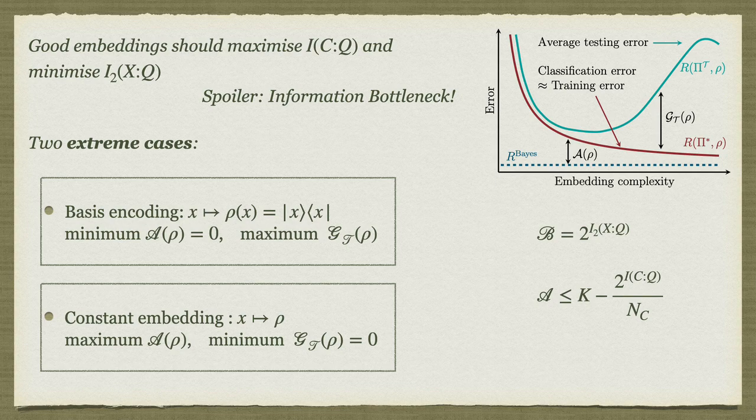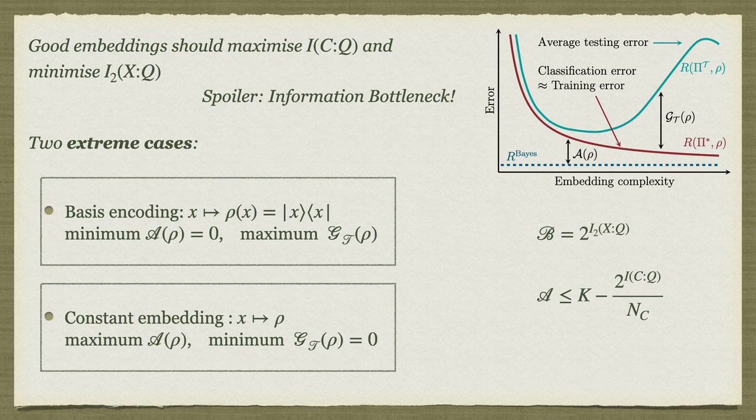Okay, let's see what kind of conclusions we can get. The first one is that good embeddings should maximize the mutual information between the class space and the embedding space, and minimize the mutual information between X and Q. Basically, good embeddings should compress the input space X, throwing away all the information from X which is unnecessary to predict the class. This intuition is similar to how the information bottleneck principle works, and we will see more detail later on. So let's consider now two extreme cases where we get two extreme results.